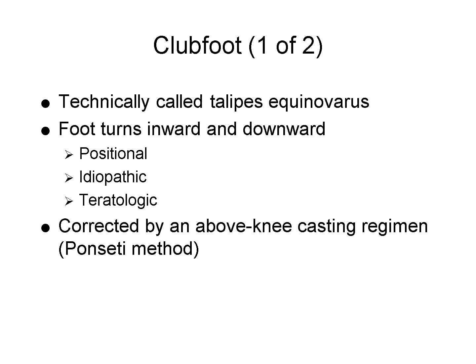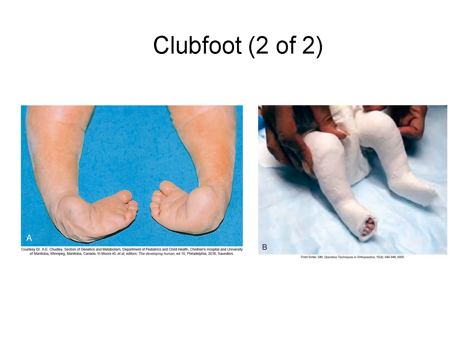Treatment typically begins early and involves serial casting, often using the Ponseti method. This image shows a classic presentation of clubfoot. Left untreated, the condition can cause permanent disability. However, early casting and corrective methods have a high success rate. Surgery is reserved for cases that don't respond to conservative care.